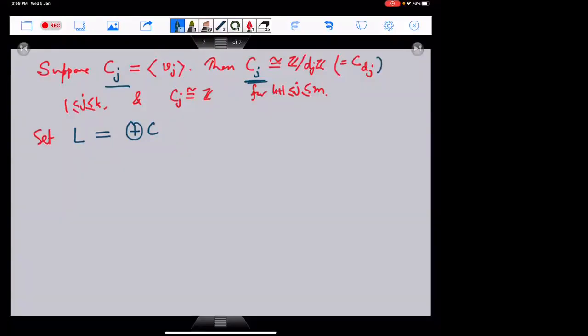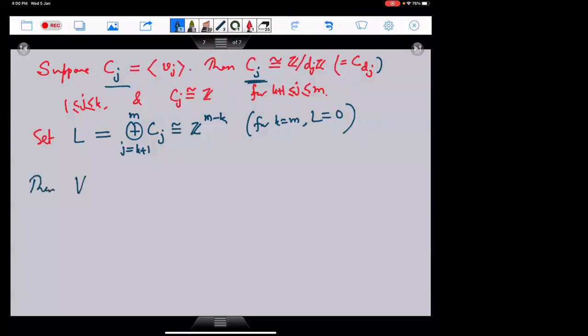So what is L? L is the sum from j equal to k plus 1 to m. So this may be an empty collection. In that case, L will be 0, which is the same thing as Z^(m minus k). For k equal to m, L is the 0 group. All right. Then V is the sum of the Vj. Oh, so this is a different notation. Better to use a different notation rather than calling it C Vj.